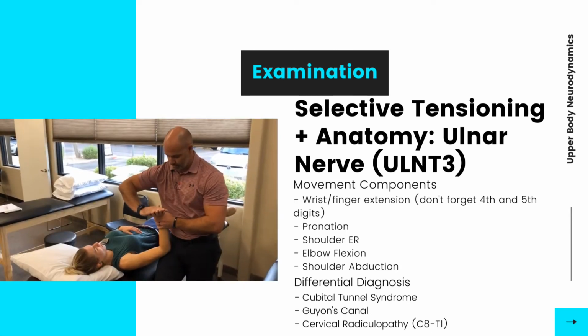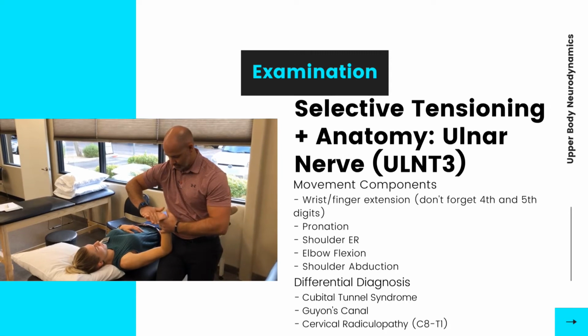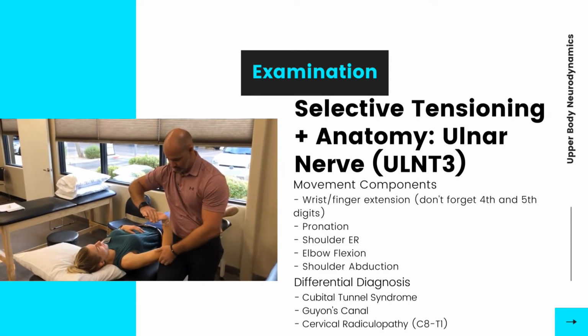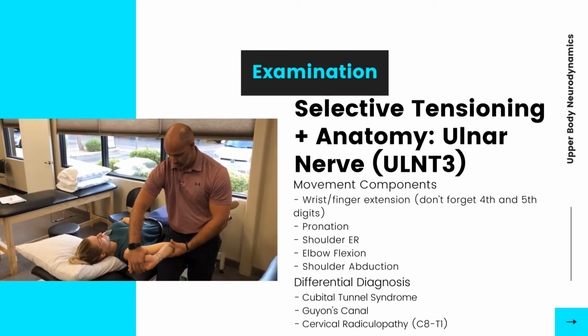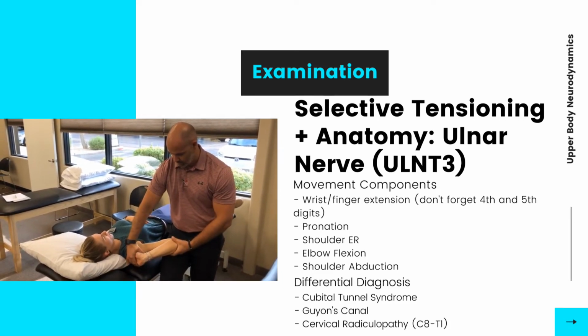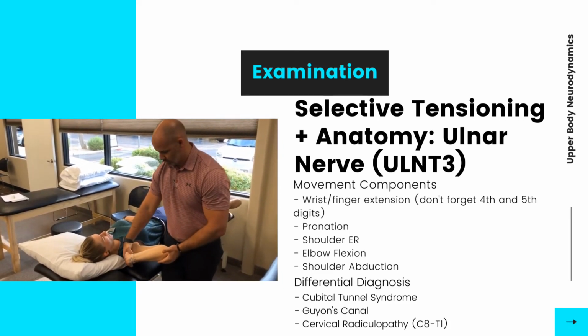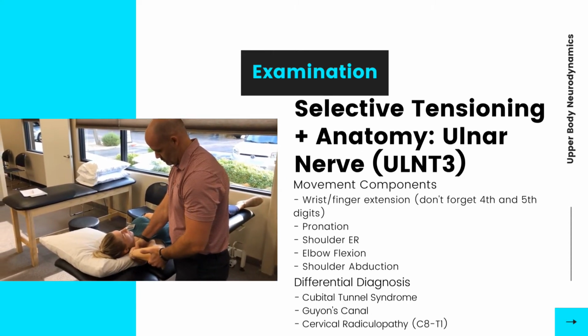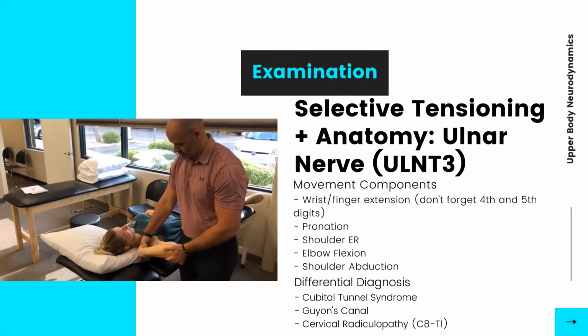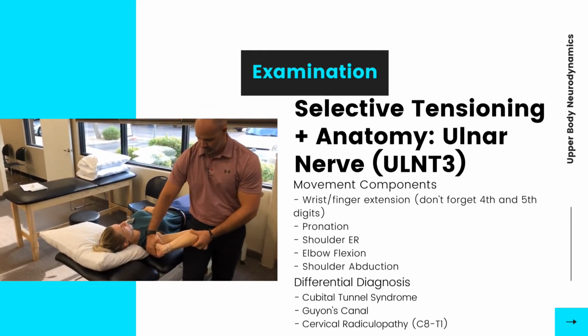When performing a nerve tensioning technique of the ulnar nerve, we're going to use the same movements I just mentioned. So we're going to use wrist and finger extension, forearm pronation, shoulder external rotation, elbow flexion, and lastly, we're going to add shoulder abduction. For this to be positive, a patient will feel symptoms along the ulnar distribution of their arm.